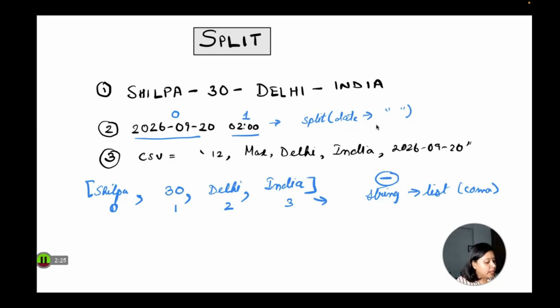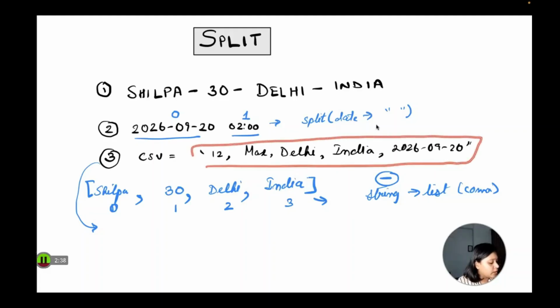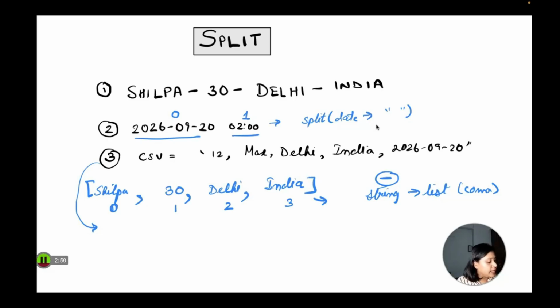Now you may also get a CSV file, like in point number 3. In the CSV file, everything is comma separated. This is all in one column, but we want to separate them into multiple columns: 12 in one column, max in another, Delhi in another, India in another, and the date in another column. For that, again, you can use split.